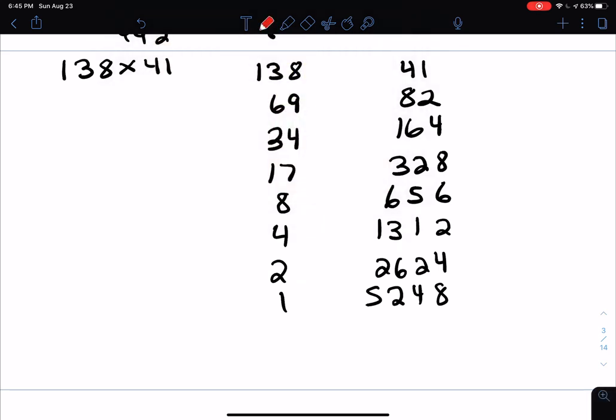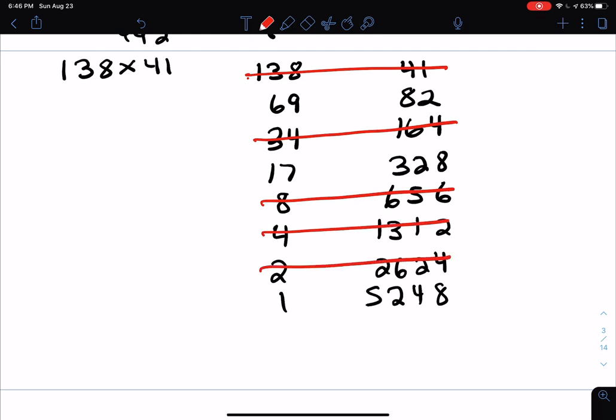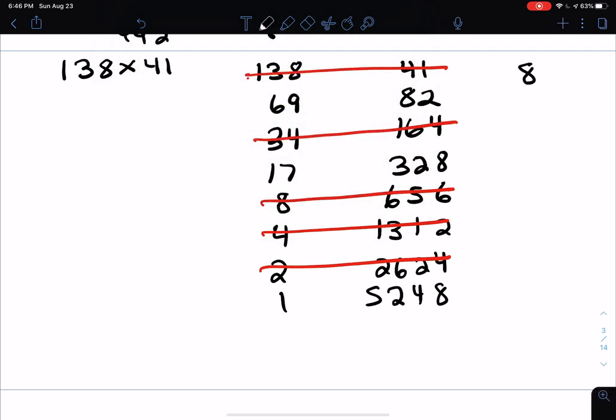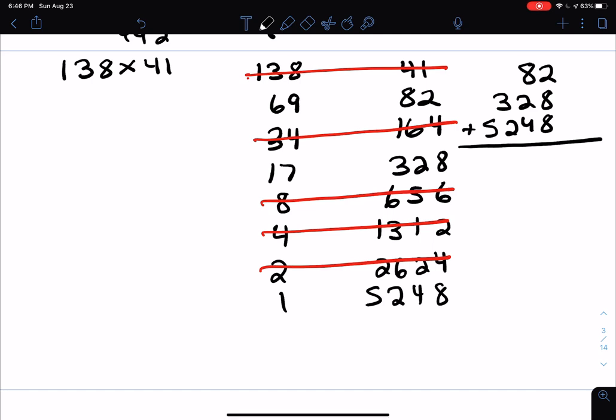Okay. So cross out the left side where you see evens. Then go back and add up what's remaining on the right side. The 82, the 328, and the 5,248. Add those up. Okay, so I got 5,658.